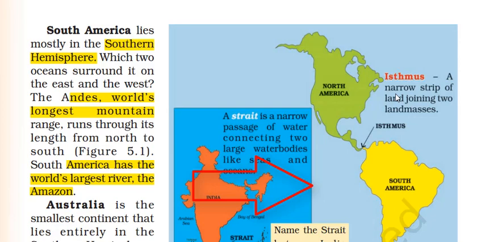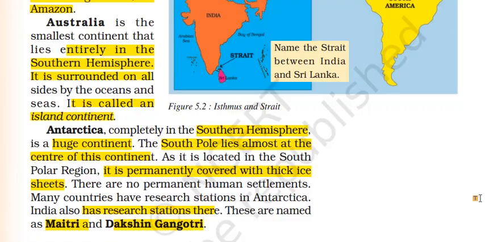But what is very important in the southern hemisphere and South America is the Andes mountain range. It is one of the longest mountain ranges, which runs through it from north to south. And South America also has the largest river in the world, called the Amazon, the majority of which flows in Brazil. The other continent is Australia. It is the smallest continent and it lies entirely in the southern hemisphere. What is very important about Australia is that it is surrounded on all sides by the ocean, and because of that it is also called an island continent.